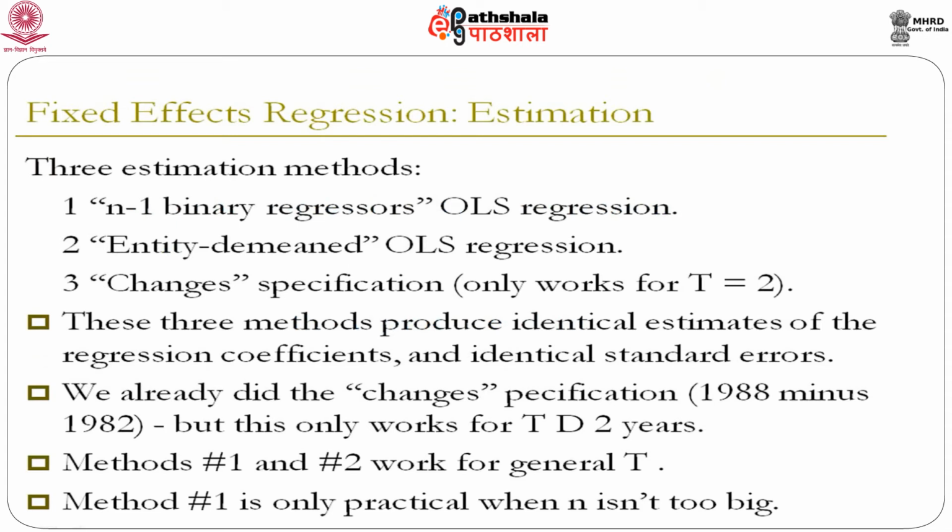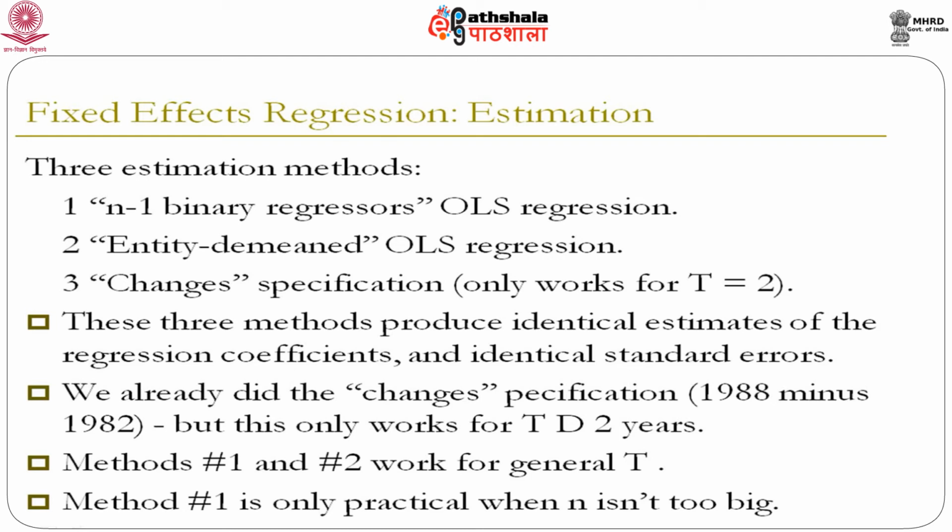You can consider three forms: the binary regression, the entity-demeaned regression, and the change-specific regression only for t equal to 2. These three methods can produce identical estimates of the regression coefficient, that is, identical standard errors. We already did the change specification, 1988 minus 1982, but this only works for two years. Now, method 1 and method 2 work for a general number of T.